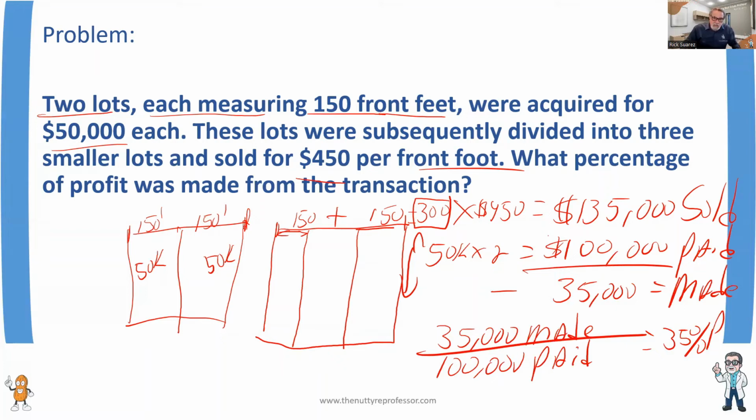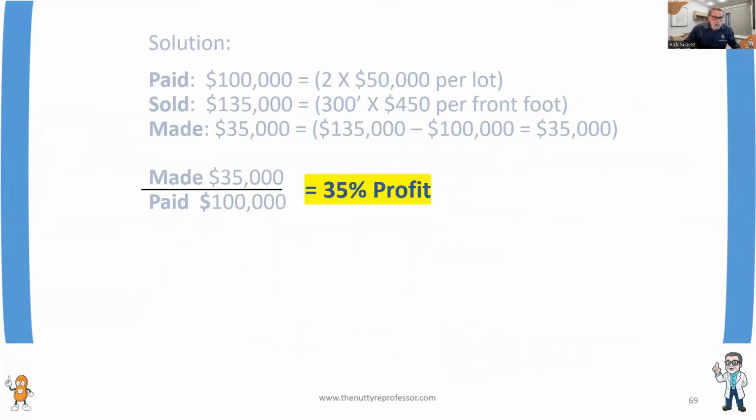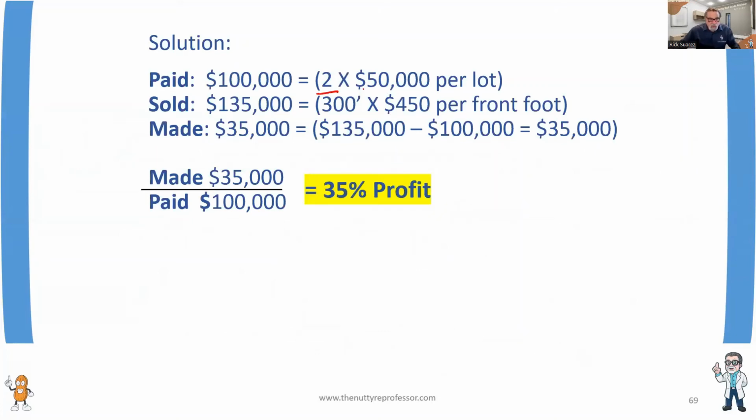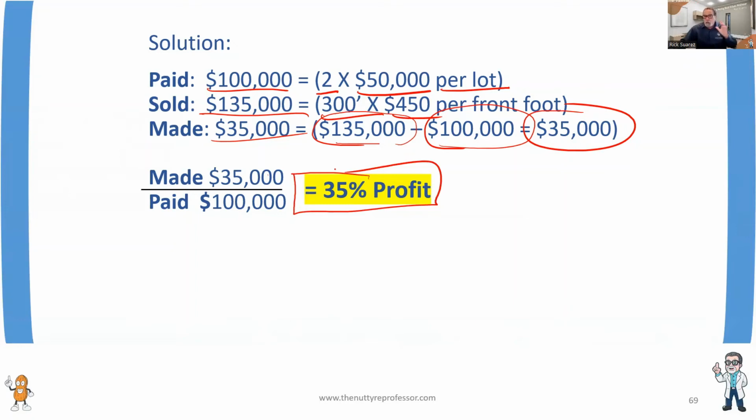Let me show it to you nice and clean so you can appreciate it better. There it is right there. Here is the two lots. Two lots times $50,000 per lot equals 100,000. Then the investor sold it 300 feet times $450 per front foot. It was only the front feet. And that gave us 135. When you subtract, the investor made 35,000, which is 135, what he sold it for, minus the 100 he paid. He made 35,000. You take the 35,000, you divide it by 100, you end up with 35% profit, right?